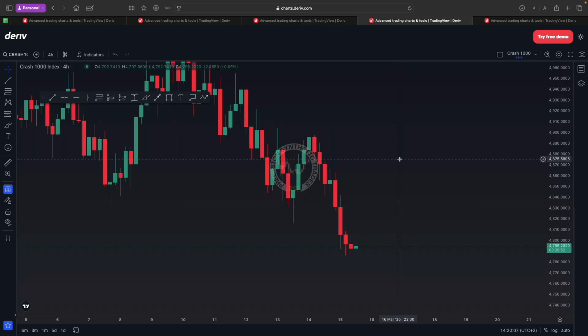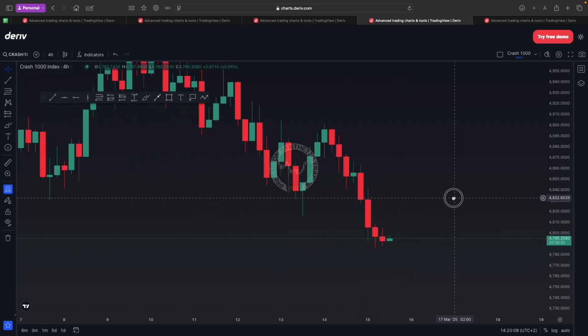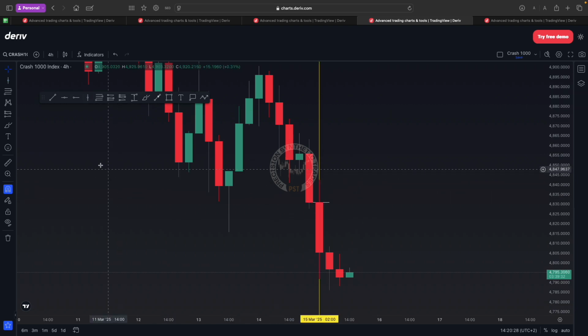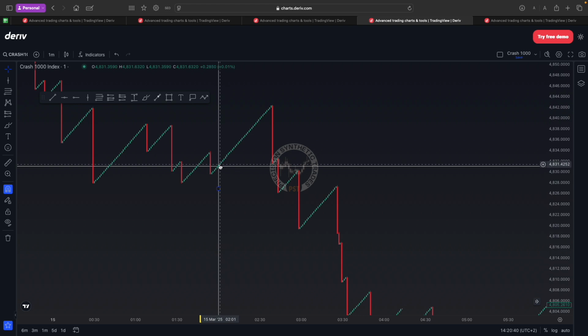Alright, so here we are on Crash 1000, same principle. Now it's just the other way around. Here's a green candle. This red candle closed below this candle. So we're going to mark out the close of this 4-hour candle. We're going to mark the new 4-hour candle and let's go down to the 1 minute. As you can see here, the start of the new 4-hour candle went up, had a spike, didn't close. Here we closed below the previous candle's close.